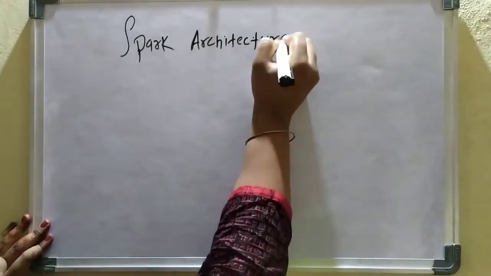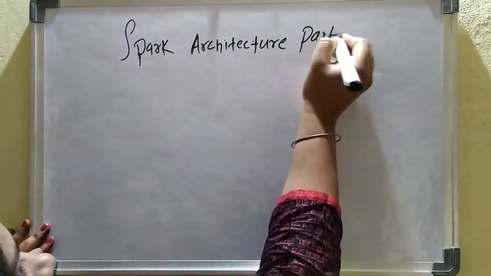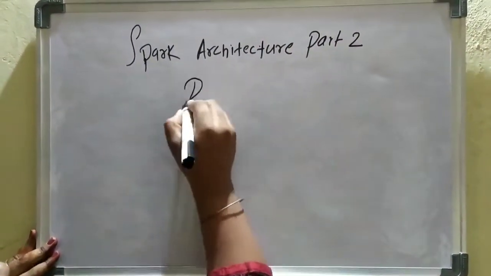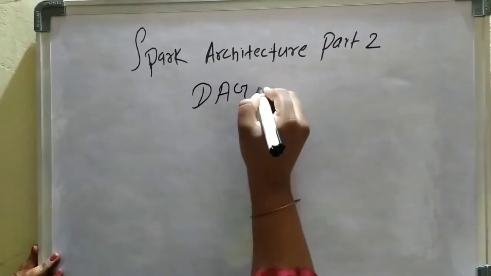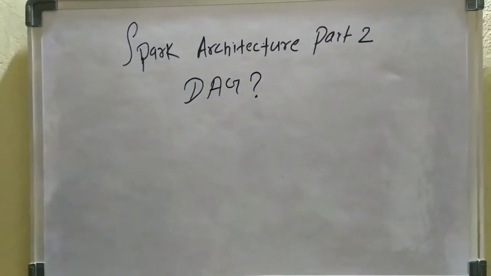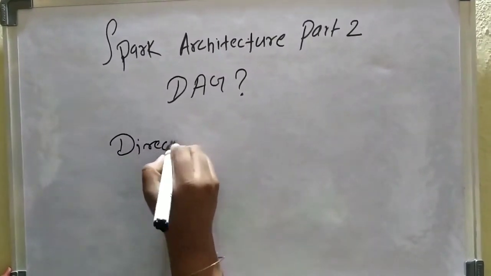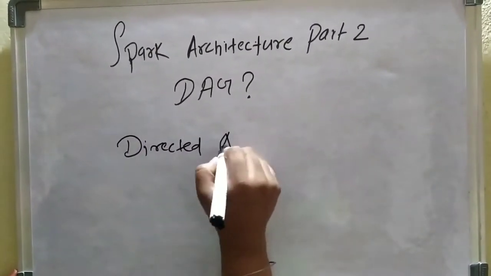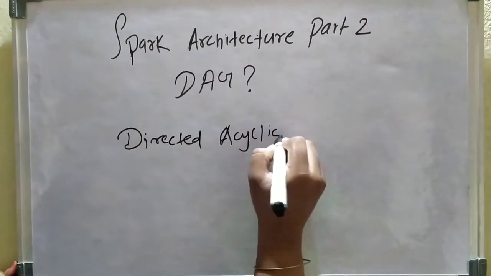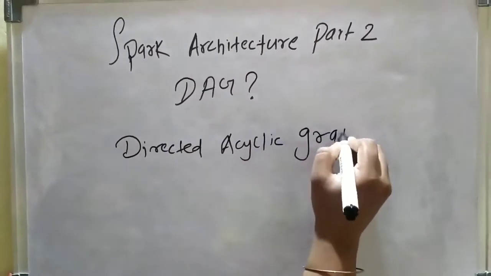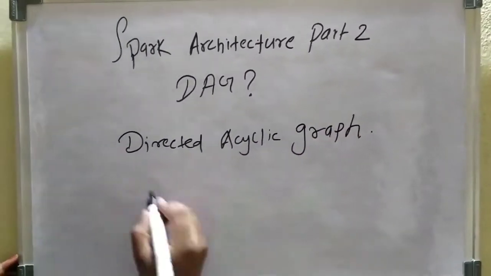So in today's video we will be seeing the DAG. In the first video we saw the RDD in Spark. The link to that video will be in the description as well as in the I section. So what is DAG? DAG is referred to as directed acyclic graph. In this video we'll discuss in detail about the directed acyclic graph.